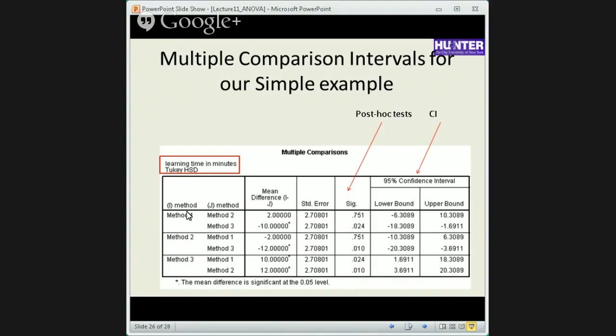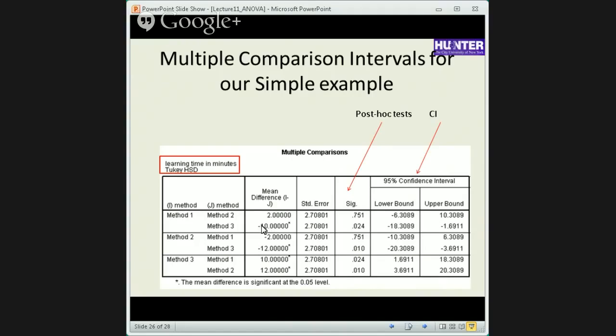So for each one of these, method 1 to 2, it gives you the mean difference, I minus J. So this is the mean response time for method 1 minus the mean time for method 2. That difference is 2. Standard error, significance level, and the lower and upper bounds. So the significance level is above 0.05. The confidence interval contains 0, so that's probably not where the difference lies in this data set.